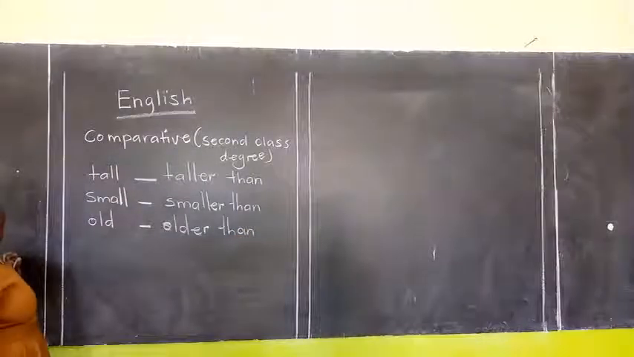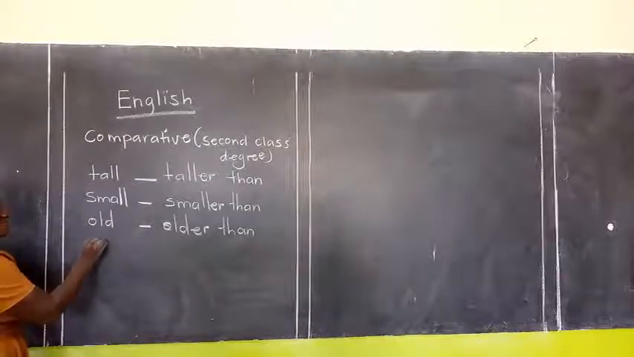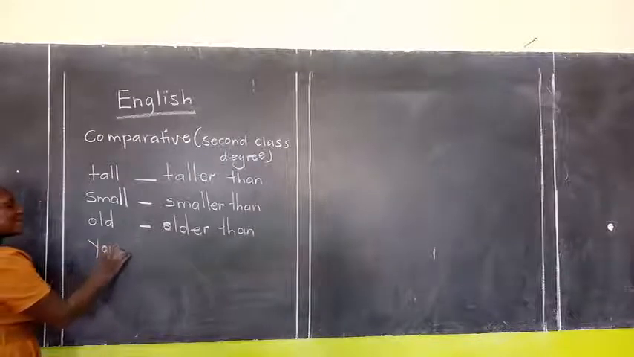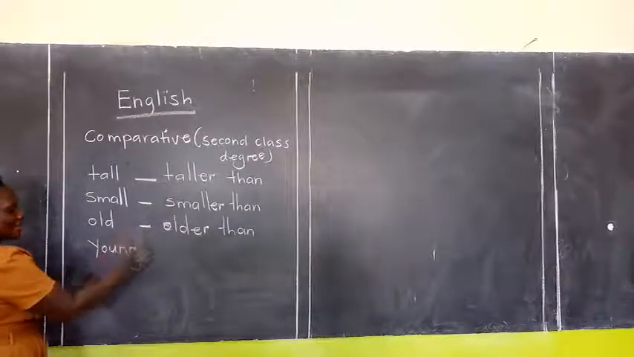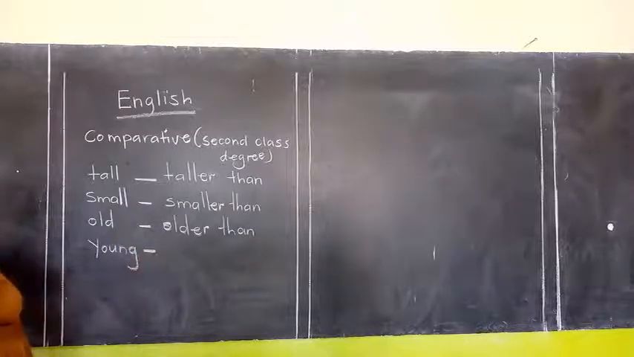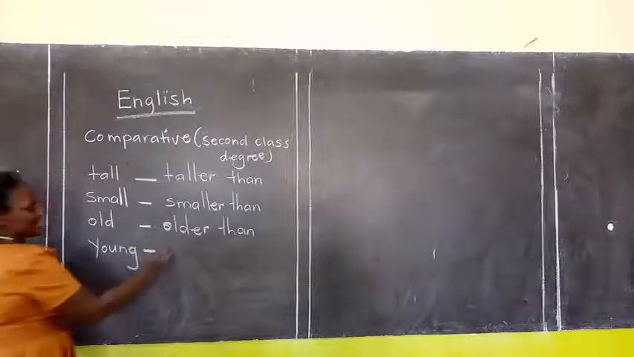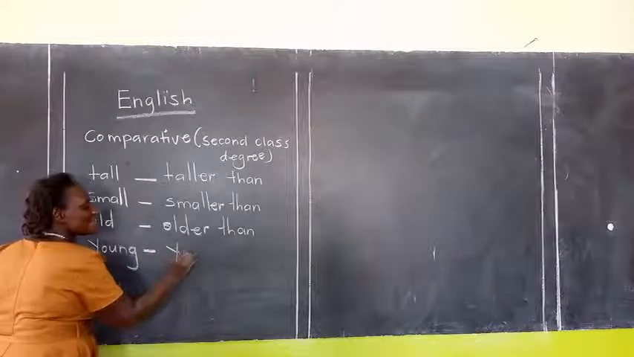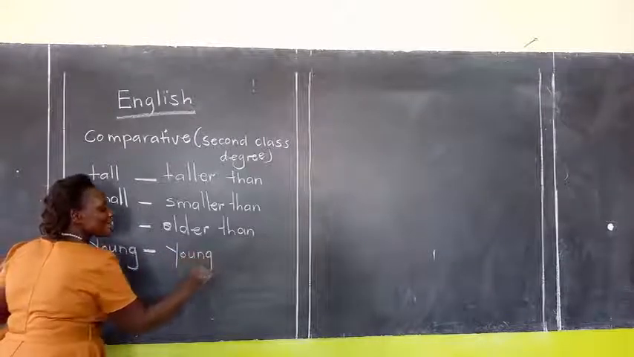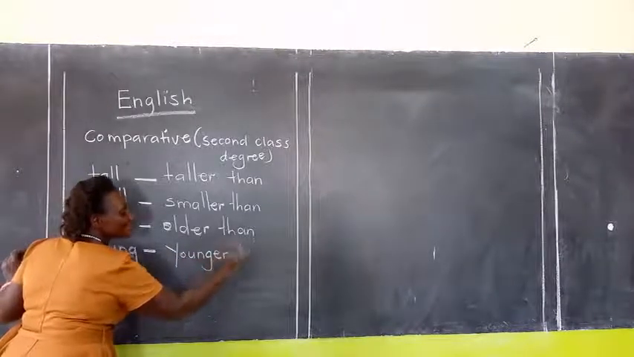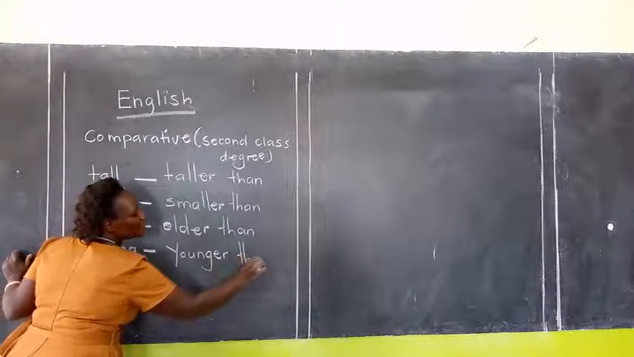Then we also have young. That girl is young. When we are comparing in terms of age, young, then the other one might be younger. Younger than. Second class always goes with than.